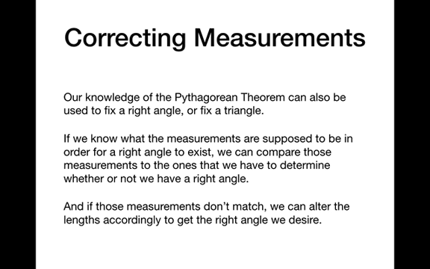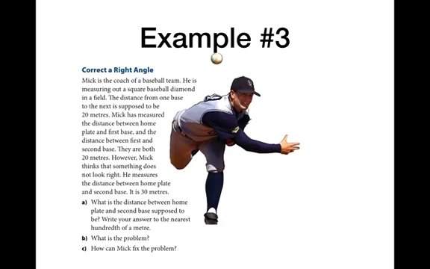So if your actual measurement doesn't match the hypothetical measurement that you should get using the Pythagorean theorem, you need to alter your object so that it does work, providing that what you're looking for is in fact a right angle, okay? So we'll look at this example here, okay?